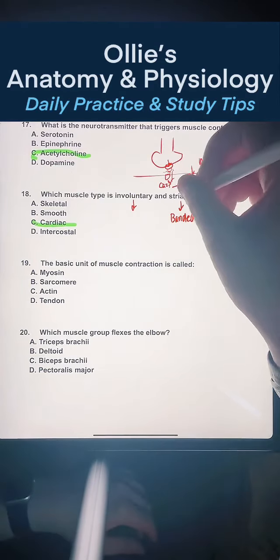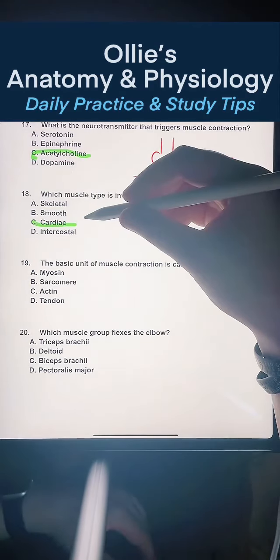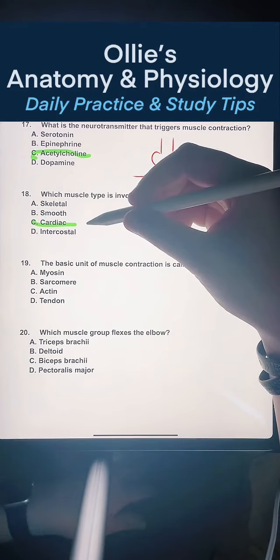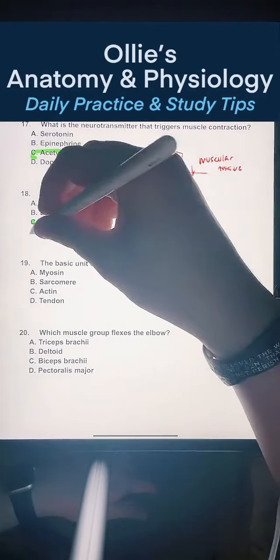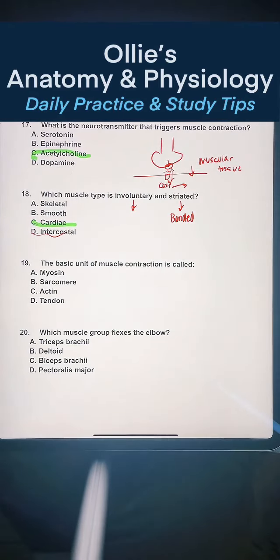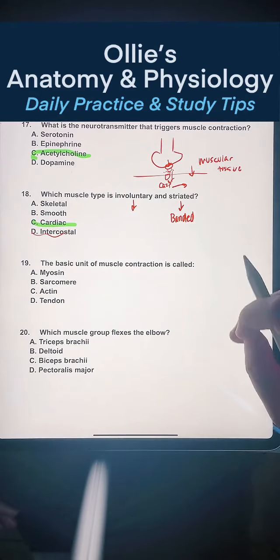But smooth is involuntary, and it is not striated. It is not banded. It is not rhythmic. You would not want it to be rhythmically contracting all the time. If you think about it, you're not eating all the time, so you're not digesting all the time. Intercostal, that's not necessarily a muscle type. It's a type of skeletal muscle.